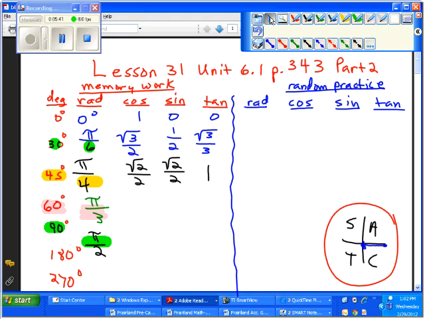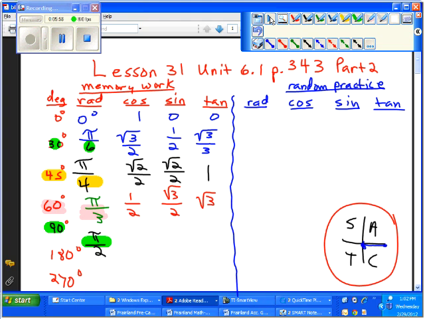And so let's go back to our 60. We didn't fill it in. What is the cosine of 60? Sine of 60 and tangent 60. And we hope that those are memorized just like that, fast as we can say them, they're in there.